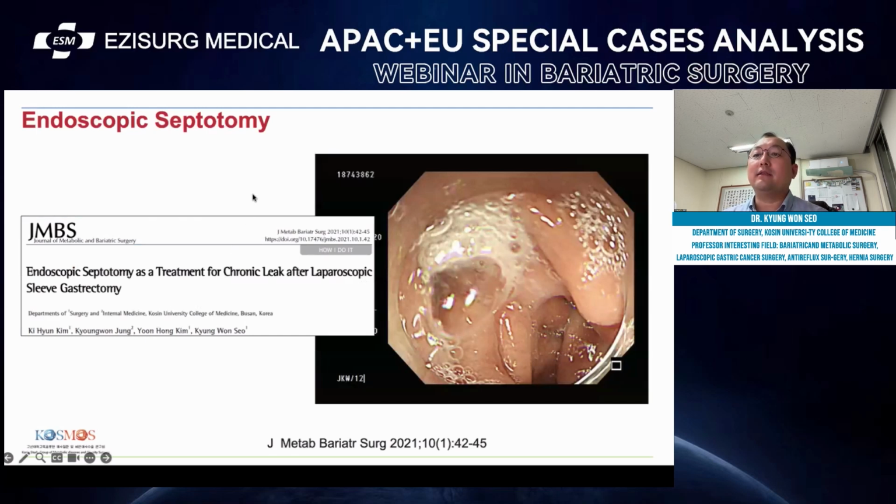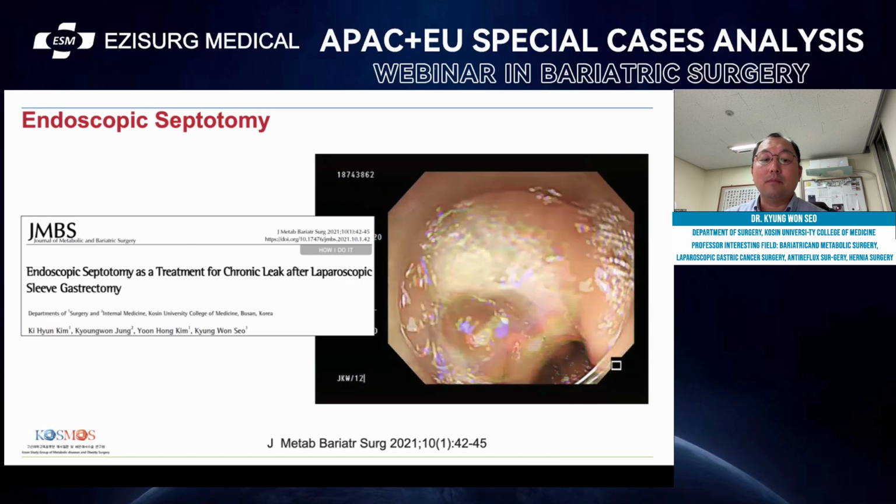So, in the end, among various treatment methods, a solution was found that could be resolved without surgery. This video is an endoscopic septotomy performed by our center and was submitted to the Journal of Metabolic and Bariatric Surgery, the official journal of the Korean Society of Metabolic and Bariatric Surgery.